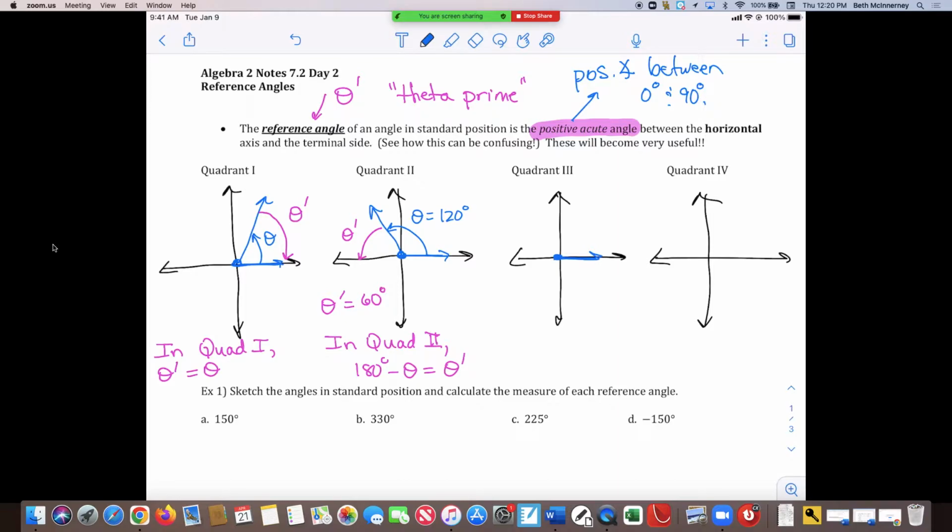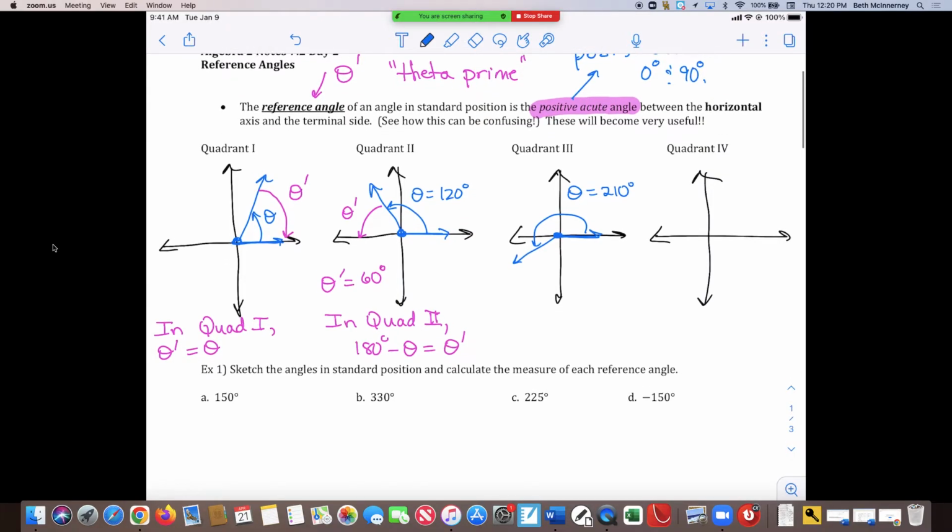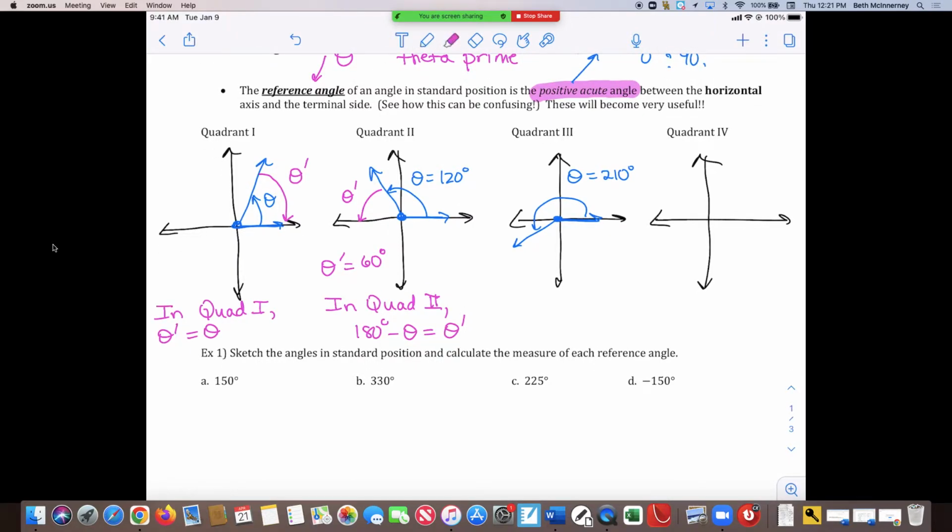All right, let's draw one in the third quadrant. So let's say theta is 210 degrees. I want you to notice that I broke this up over 2 days because I wanted to make sure you were solid with making sketches. Making an accurate sketch of an angle is critical for everything else that we do. So I chunked it into small bits for you so that we would do just fine with this. So now theta prime is the distance from the terminal side to the x-axis.